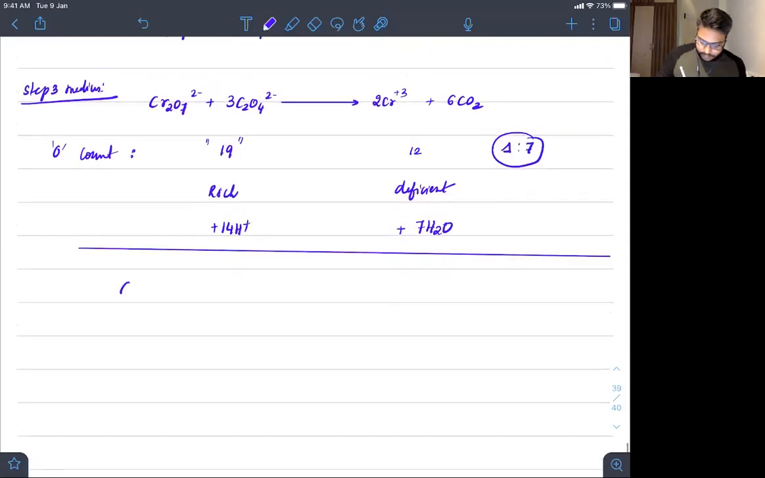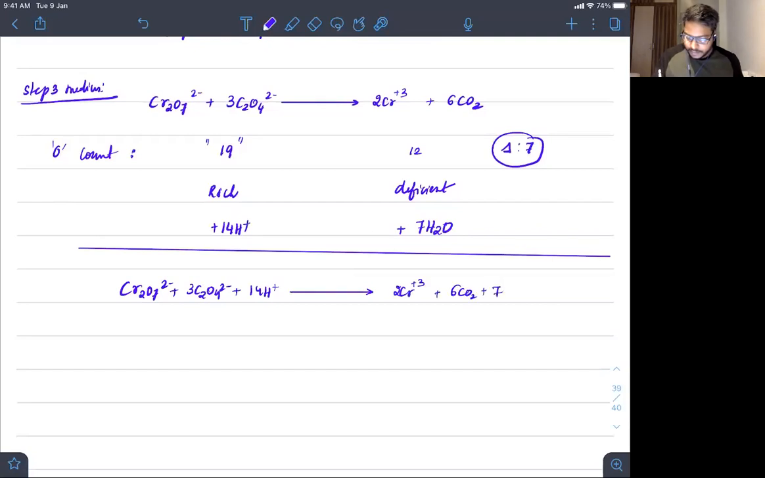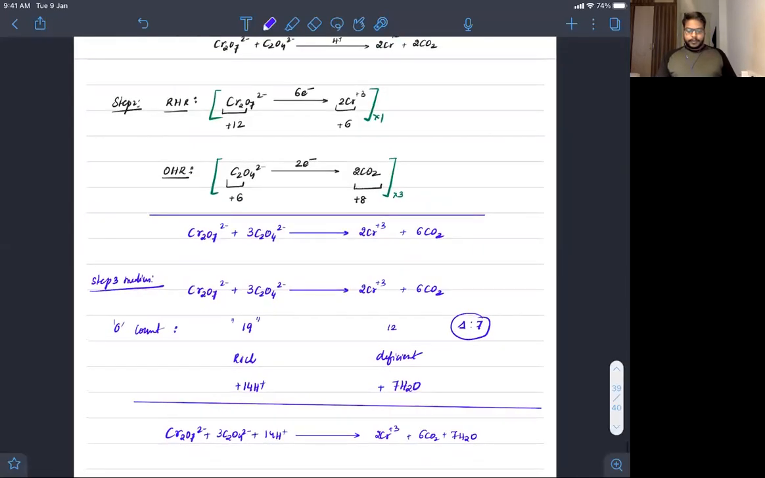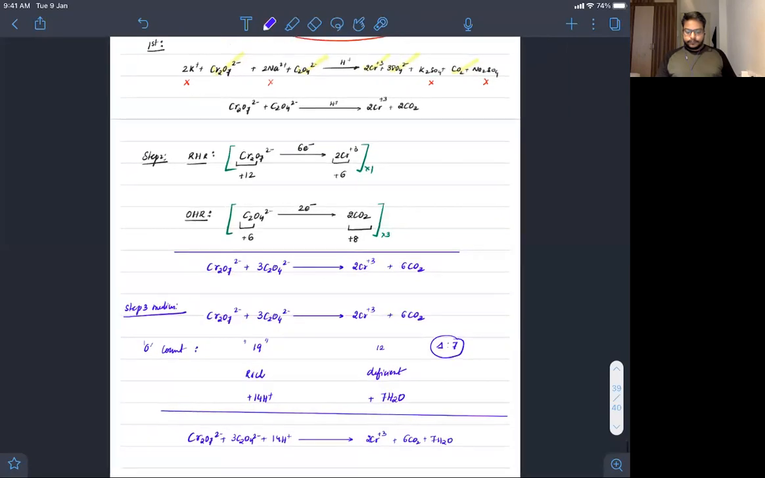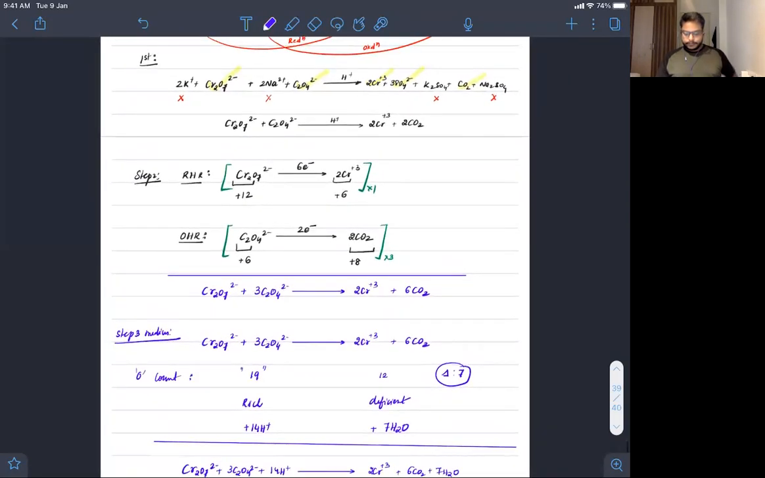So now if you write the overall reaction, Cr2O7 2 minus plus 3 C2O4 2 minus plus 14H plus is giving 2 Cr plus 3 plus 6 CO2 plus 7H2O. Everybody make a note of it now. If there is any doubt, you can ask me.